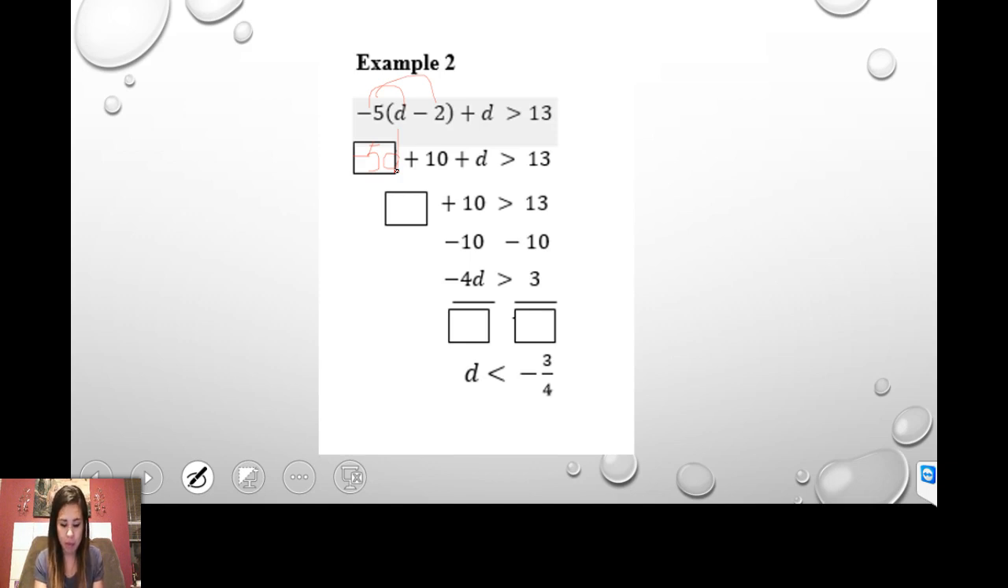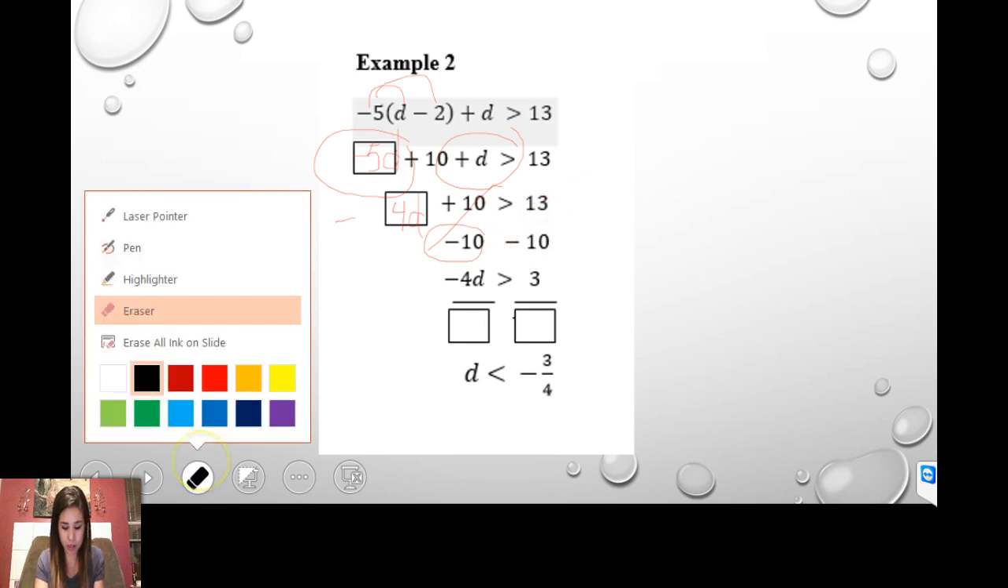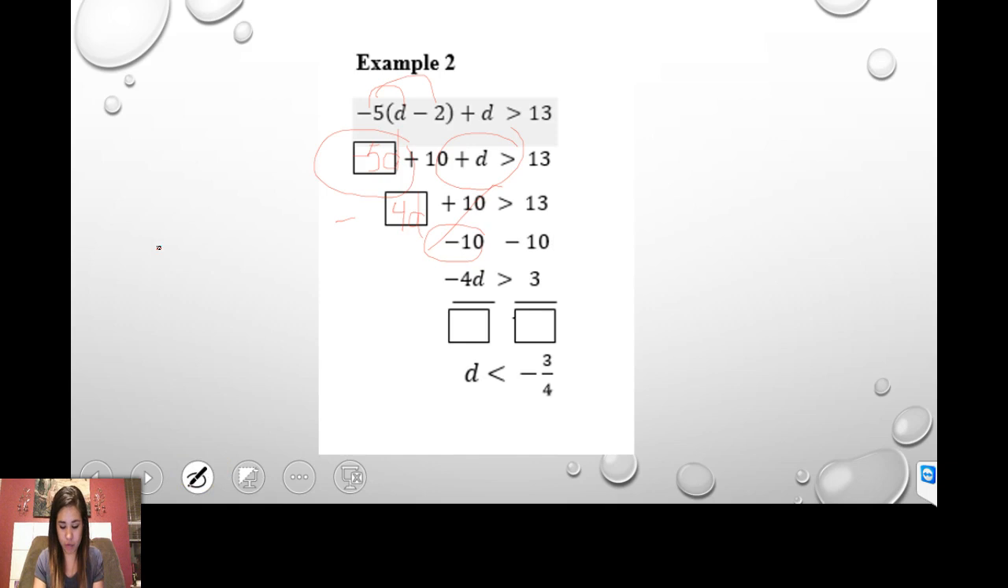Then I can combine my like terms. Negative 5d and plus d are like terms. That would give me negative 4d. And then I take away 10 from both sides. So the 10 cancels and you're left with negative 4d. 13 minus 10 is 3.